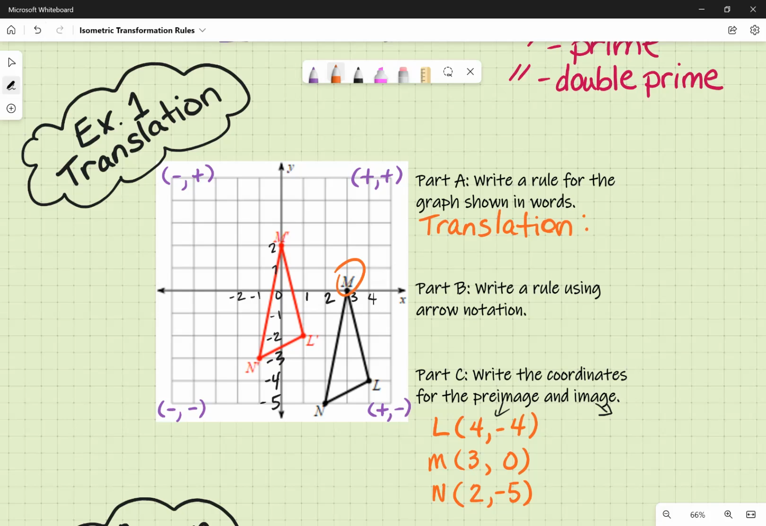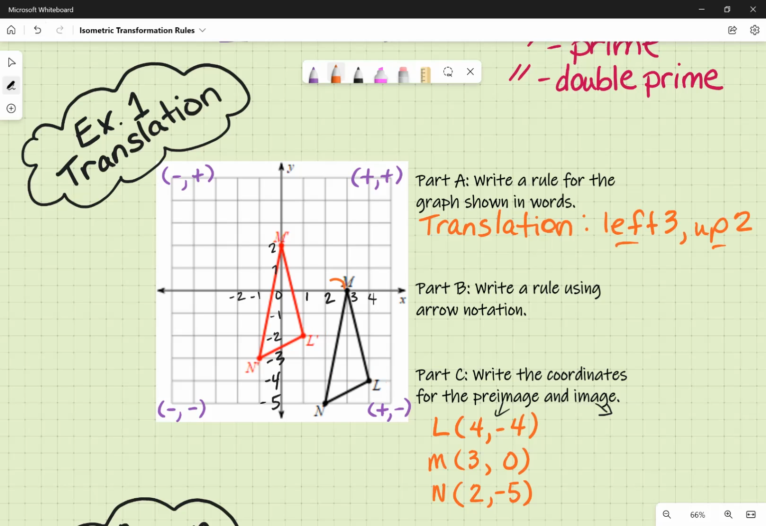If I look at what is labeled for the black figure, I notice it doesn't have a prime symbol. So I know that's my original figure. So I'm just going to take one at a time, starting with L. What did I have to do to go from L to L prime? What I had to do is go to the left, 1, 2, 3. So I'm just going to write that. I went to the left, 3, and then I had to go up, 1, 2. So up, 2.